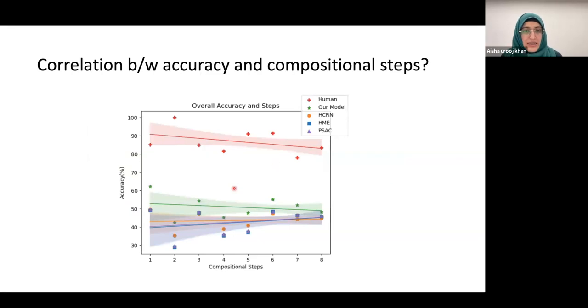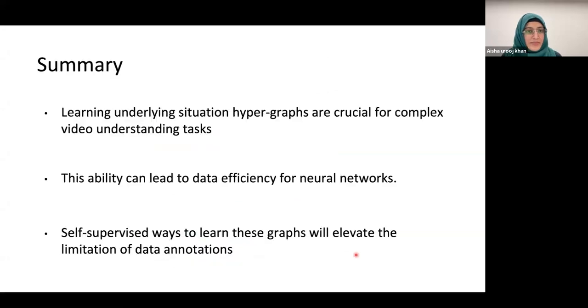But overall, still the human's performance is very consistent across compositional steps where the models are struggling. So there is still a huge gap for improvement.